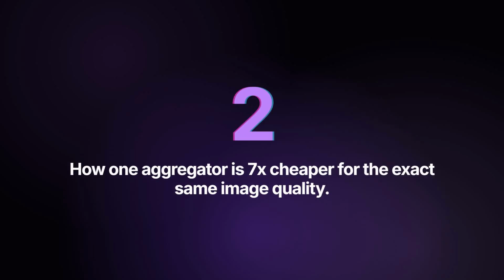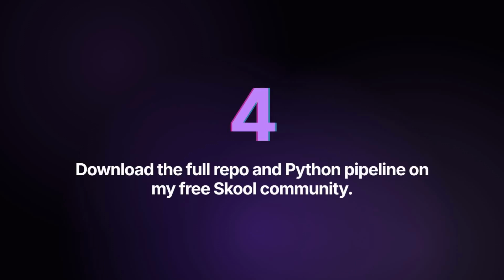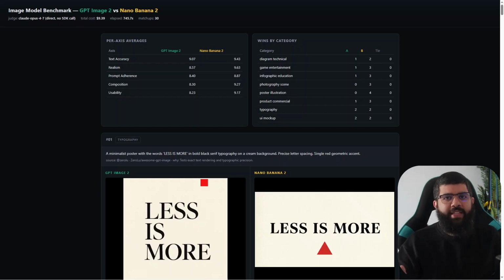Also see how one aggregator is 7 times cheaper for the exact same image quality, and you get 5 specific prompting patterns that fix model failures and typos, and you can download the full repo and Python pipeline on my free school community. And I found some weird stuff.